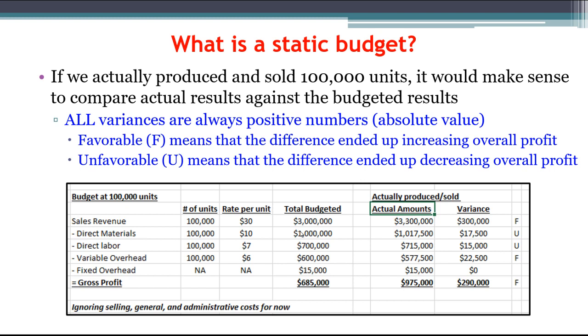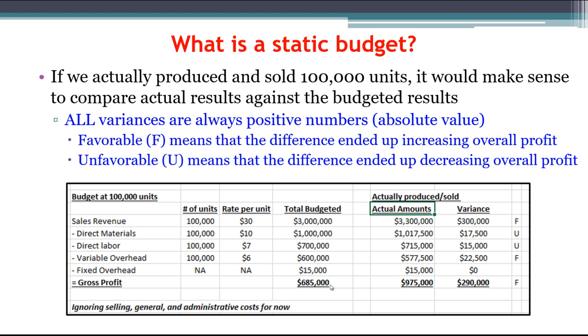So again, if we actually did produce and sell 100,000 units, then it would make perfect sense to compare the actual costs and revenues against what we budgeted for. Now what we have down here was our budget that we saw earlier, and here are the actual amounts for sales revenue, direct materials, labor, overhead, all of that. We can get a gross profit out of that.